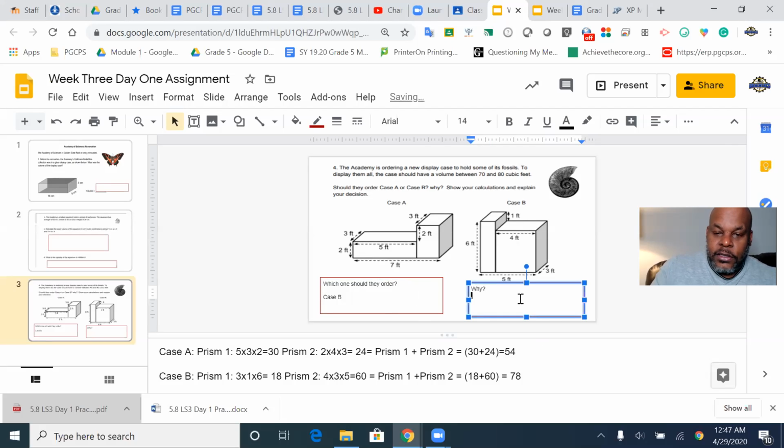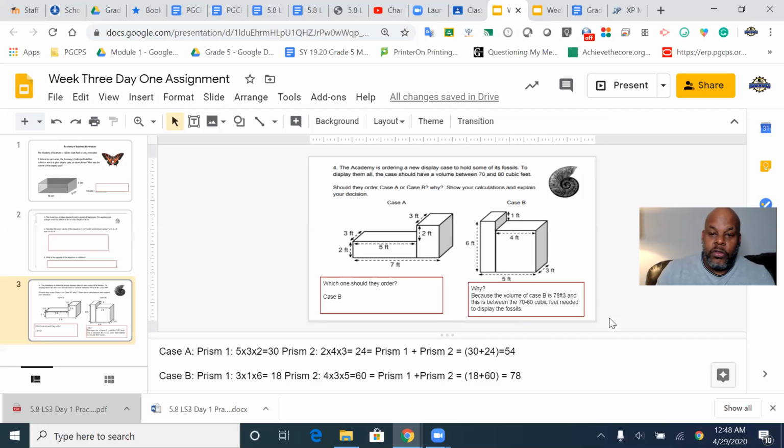Why? Because the volume of case B is 78 cubic feet. And this is between the 70 and 80 cubic feet needed to display the fossils. All right, do we see that? I hope you were able to get all those answers.